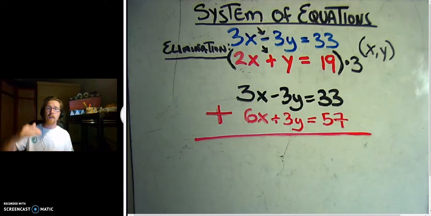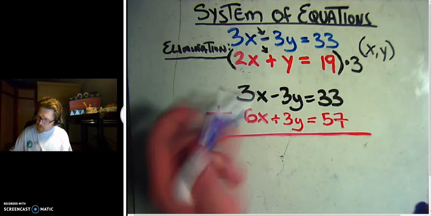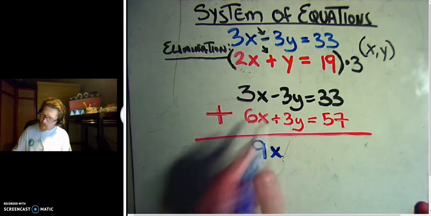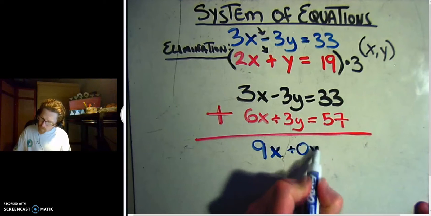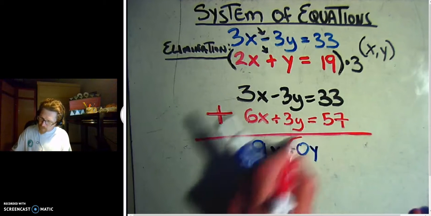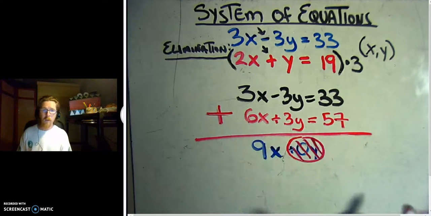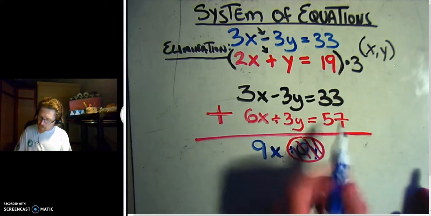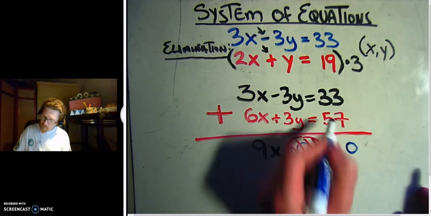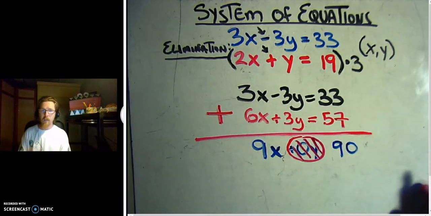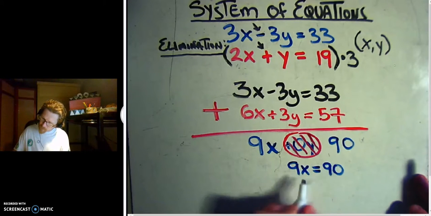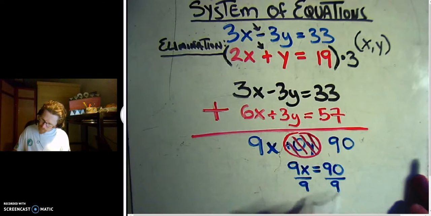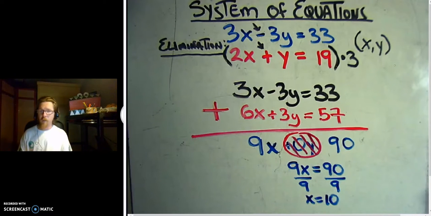So I'm now going to add these equations vertically, combining like terms. 6x plus 3x is 9x. Negative 3y plus y is 0y. And so 0y is kind of like nothing. It fades away. And 57 plus 33, well, 7 plus 3 is 10. 5 plus 3 plus 1 is 9. So by adding these together, this says 9x equals 90, and I can divide by 9 on both sides, and I get that x equals 10.